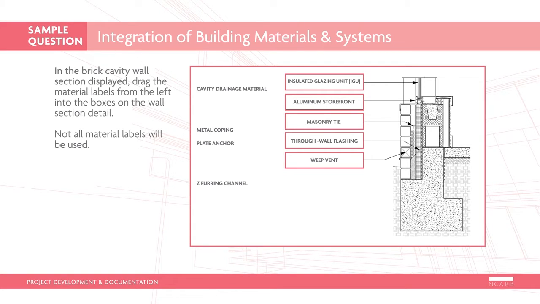Metal coping, plate anchors, and Z-furring channels are essential elements of some wall systems, but are not part of this detail. This is a UA level item that requires you to understand the different components of an exterior wall assembly and how they integrate with other materials and systems.